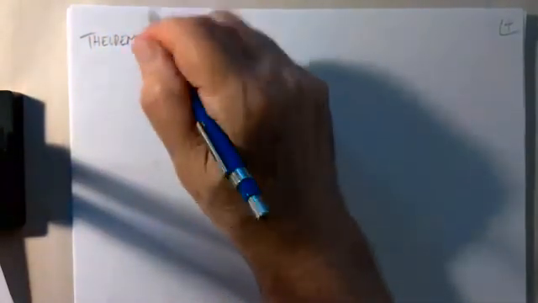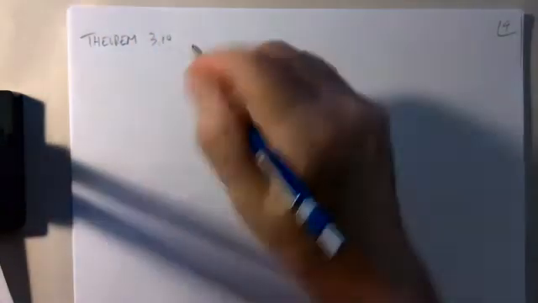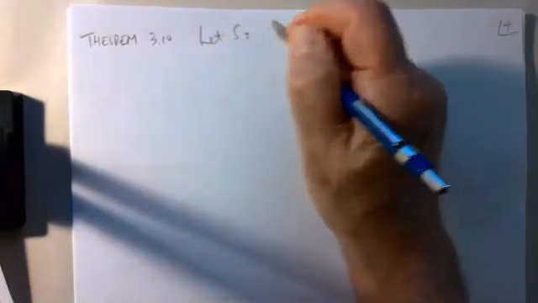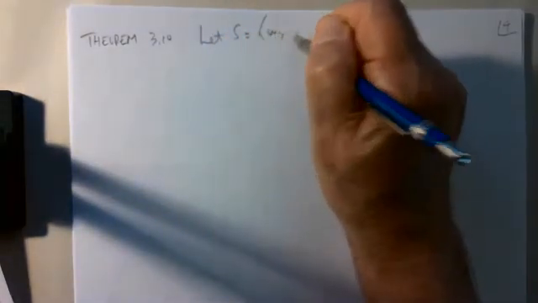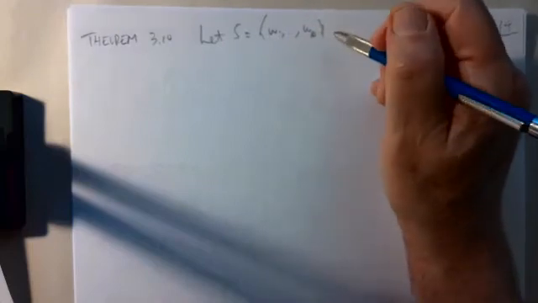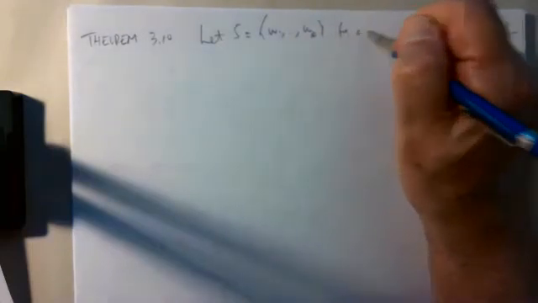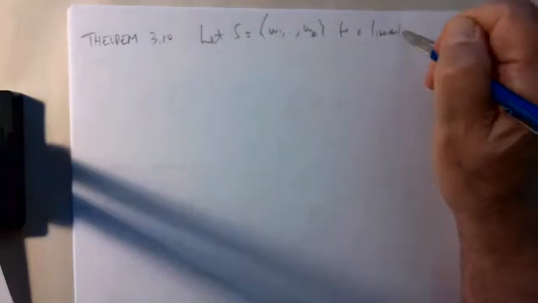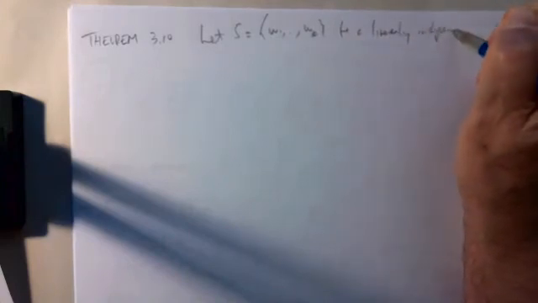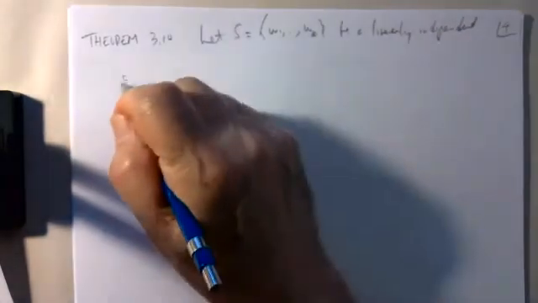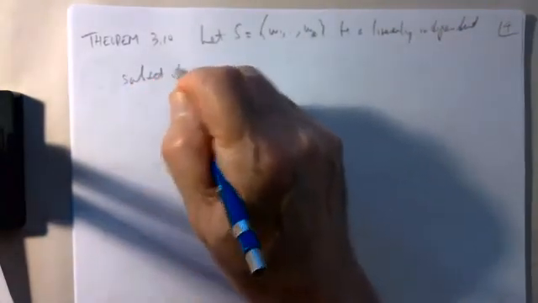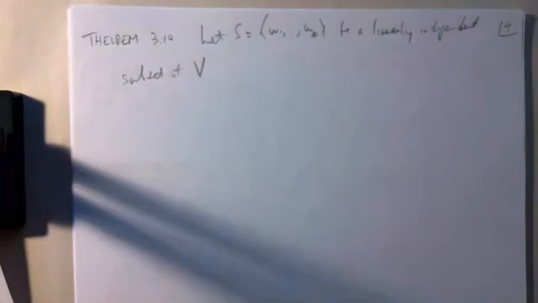So this is in the new set of notes. I have a new set of notes that I'm going to post tonight, I think. Theorem 3.10. It says you have a vector space V and let S be a set of k vectors that is linearly independent, a linearly independent subset of the vector space V.